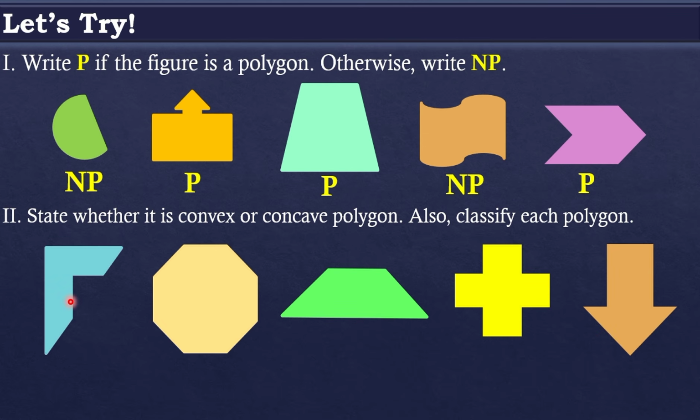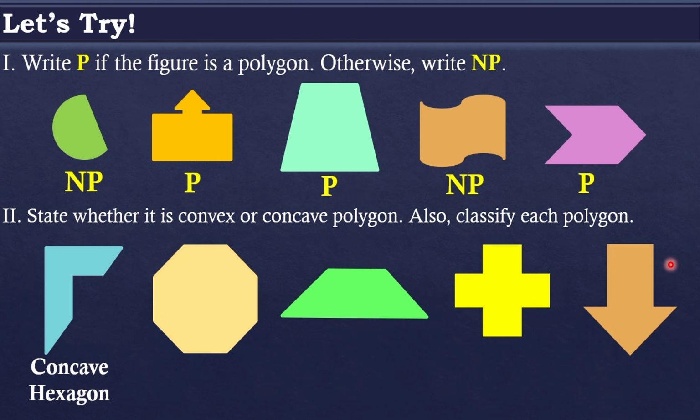So, let me start with the first one. So, this is a concave. So, identify muna natin. This is a concave kasi pag kinonect ko yung non-consecutive vertices, nagkakaroon ng diagonal outside. Okay, sa exterior. So, this is concave, and then I will be counting the number of sides. 1, 2, 3, 4, 5, 6. So, this is a hexagon. So, this is a concave hexagon. Now, it's your turn to answer these 4 figures.